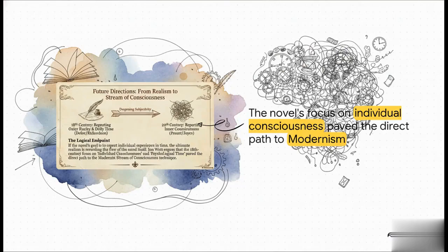I mean, look at this. You can see the logical conclusion of the novel's entire mission. If your goal is to give a true, authentic report of an individual's experience, well, where do you end up? You end up trying to report the flow of the mind itself. As Watt argues, that 18th century obsession with individual consciousness leads directly to 20th century modernist techniques, like the stream of consciousness you find in writers like Virginia Woolf and James Joyce.